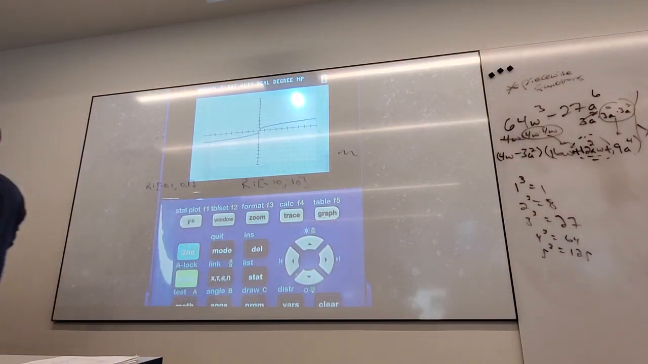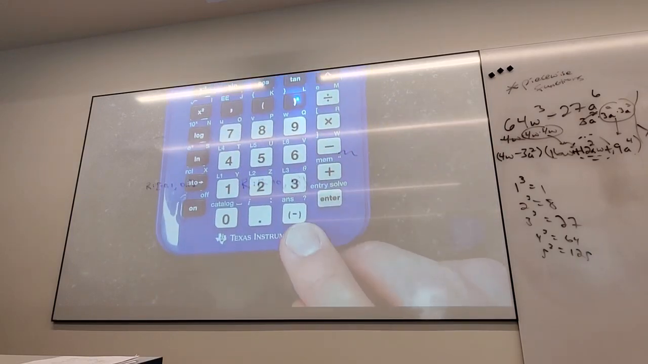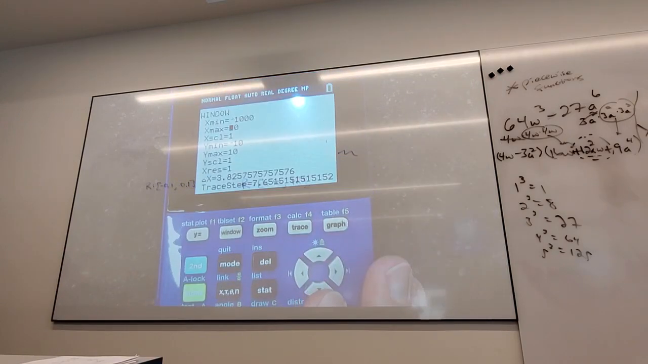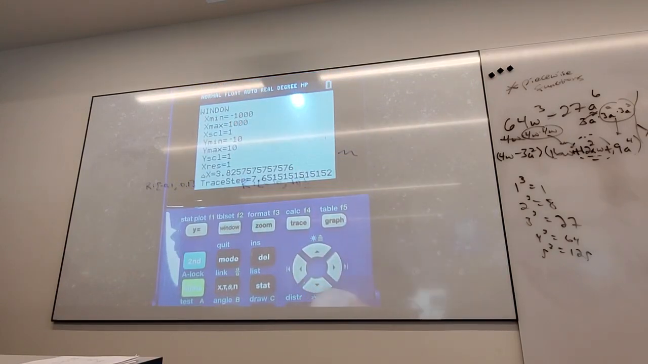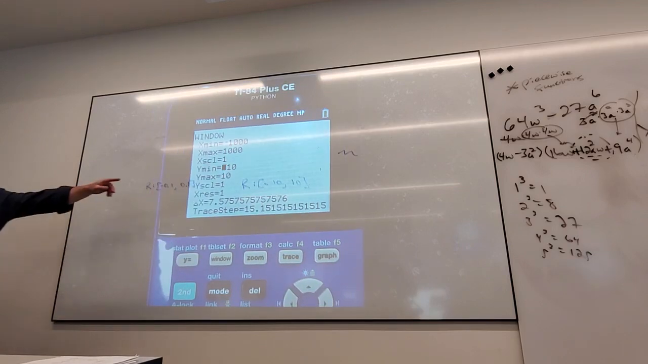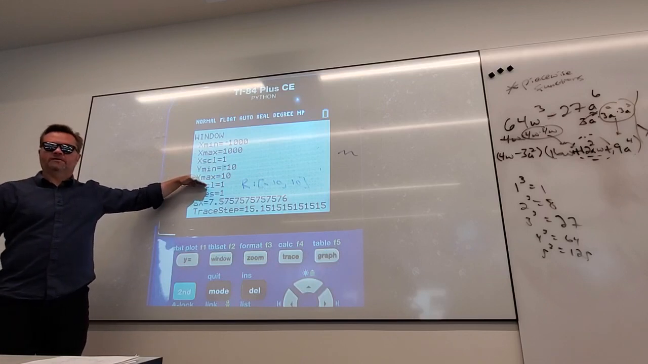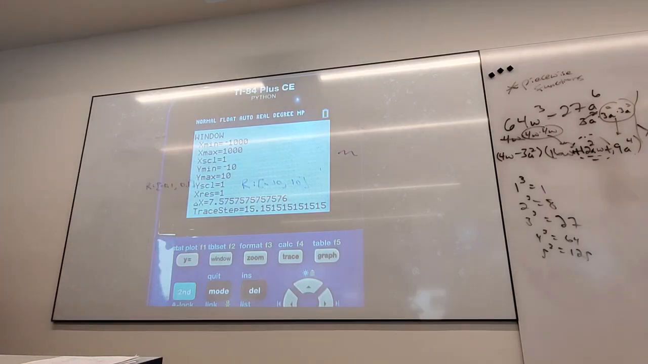So if I hit the window button, I can change my window. What do I change to be negative 1,000? X. So I go negative 1,000. Don't forget your negative button's way down here. Up to 1,000. Now, what did we already figure out our range has to be? It's right there. Minus 10 to 10, and it's already minus 10 to 10. So let's see what we see when we graph this sucker. Graph. Now it kind of fills up the whole screen.